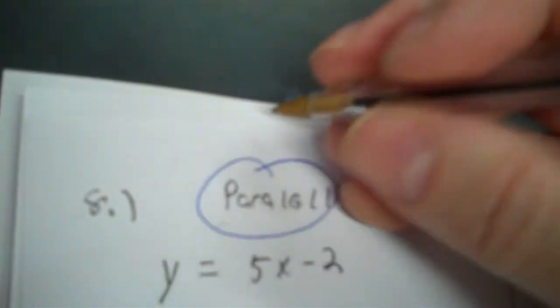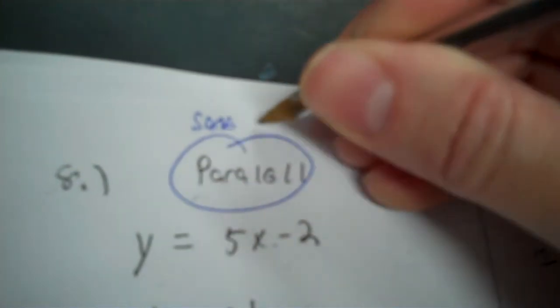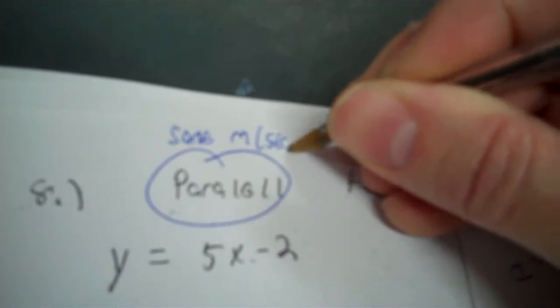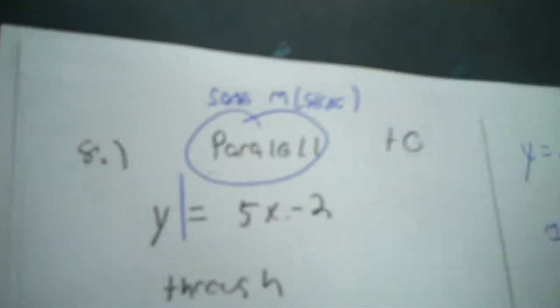M is the slope and b is the y-intercept. Now, parallel means that the lines, the equations, the one they gave me and the one I'm writing, have to have the same m, or the same slope. Y is by itself here, so the m is 5, the b is negative 2, but we don't care what the b is. So the same m: if their m is 5, my slope has to be 5 as well.